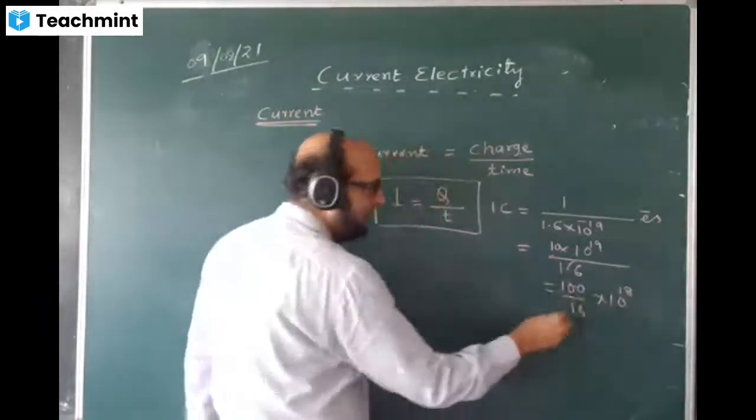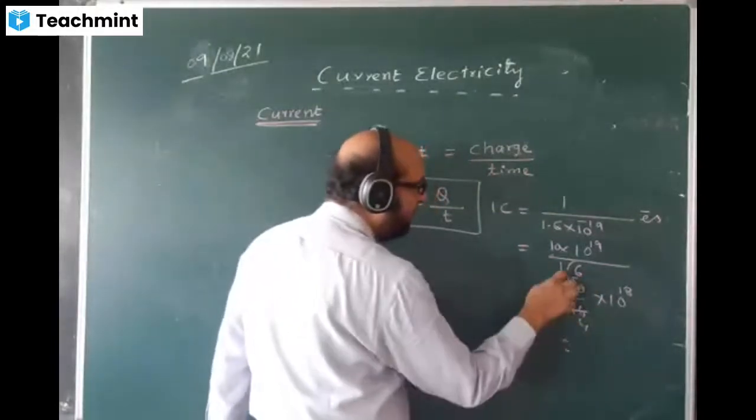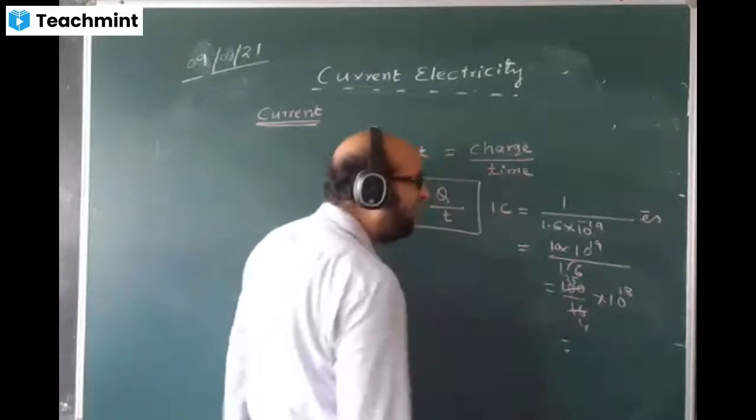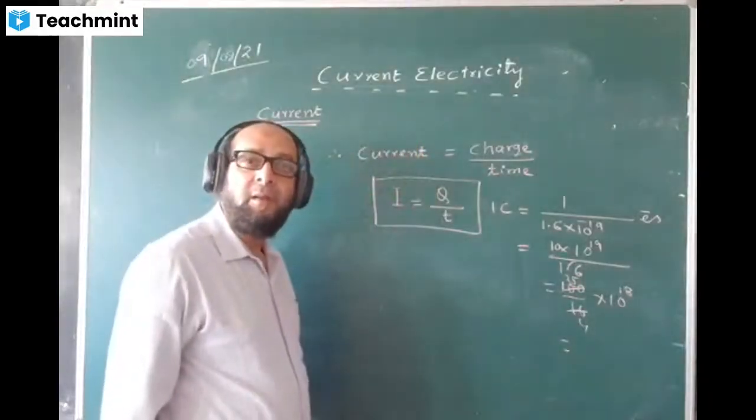Now, let's cancel. 4 4s are 16, 25. 25 by 4 will divide. Huh? How did it become 10 and 100?